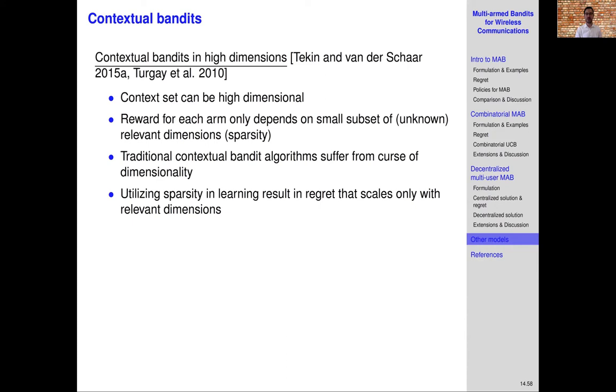It is known that traditional contextual bandit algorithms suffer from curse of dimensionality. However, using sparsity can result in faster learning and regret that scales only with the number of relevant dimensions.